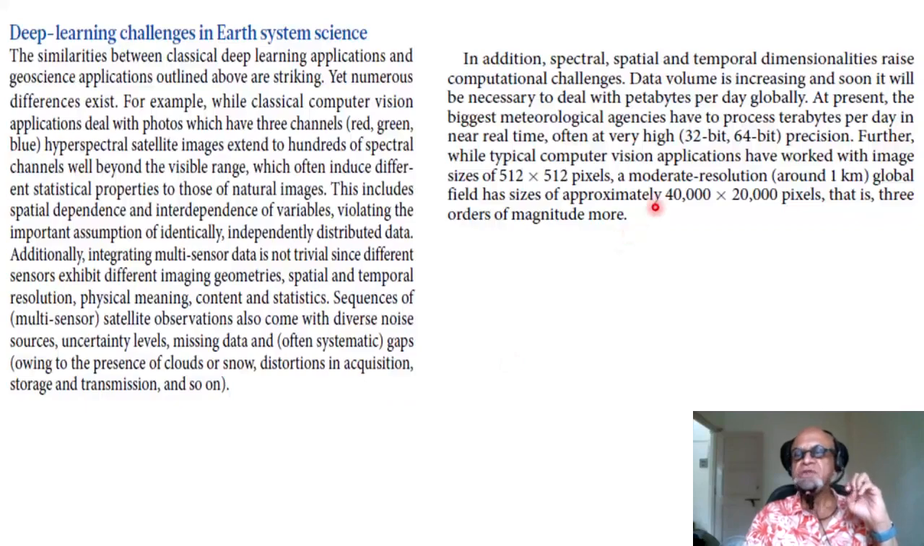In addition, spectral, spatial and temporal dimensionalities raise computational challenges. Data volume is increasing, and soon it will be necessary to deal with petabytes per day globally. At present, the biggest meteorological agencies have to process terabytes per day in near real time, often at very high precision, so 32-bit or 64-bit. Further, while typical computer vision applications have worked with image sizes of 512 by 512 pixels, a moderate resolution around 1 kilometer global field has sizes of approximately 40,000 by 20,000 pixels. That is 3 orders of magnitude more than what deep learning algorithms have been typically dealing with.